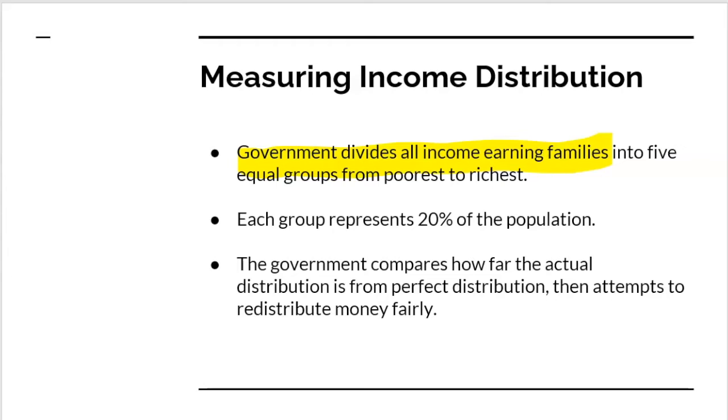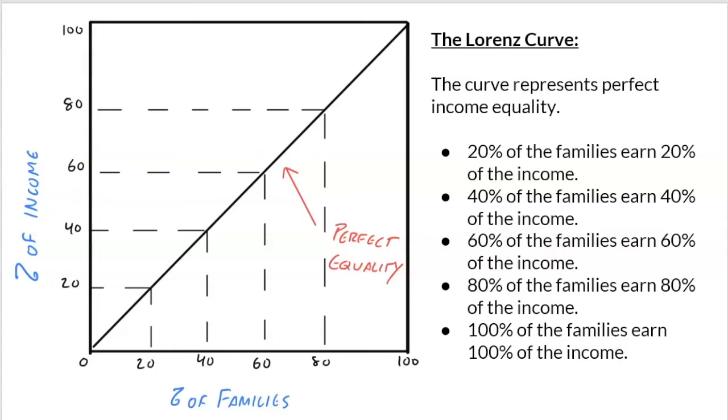And so what the government does is they compare the actual distribution and how far it is from the perfect distribution. And so if we look at this slide, this is the Lorenz curve, right? This curve right here represents perfect equality. In other words, 20% of the families earn 20% of the income. 40% of the families earn 40% of the income. 60% of families earn 60% of the income, and so on and so on, until we get to 100% of the families earn 100% of the income.